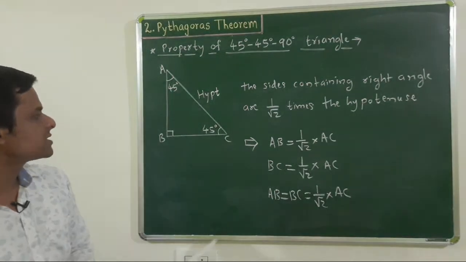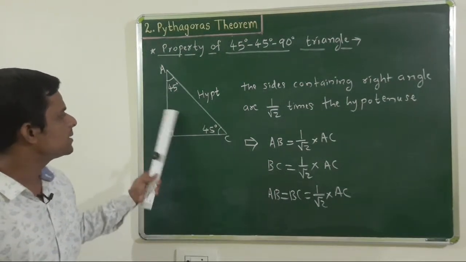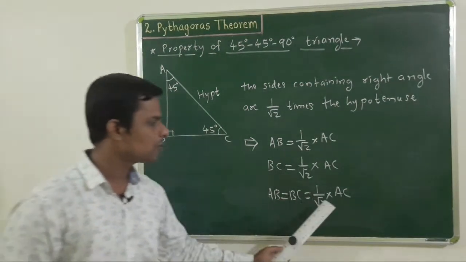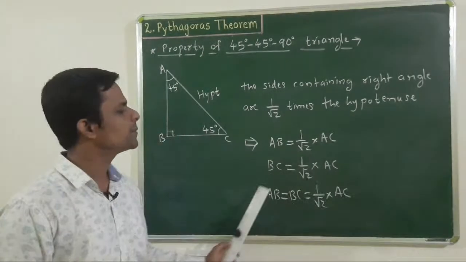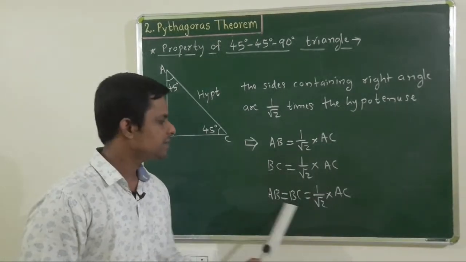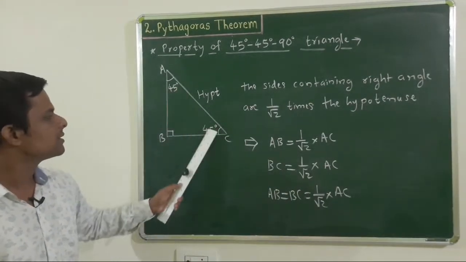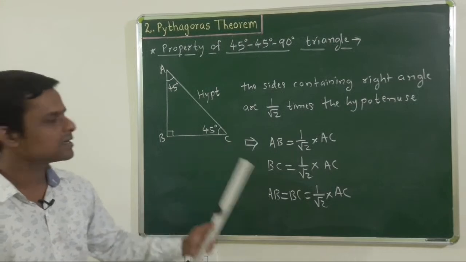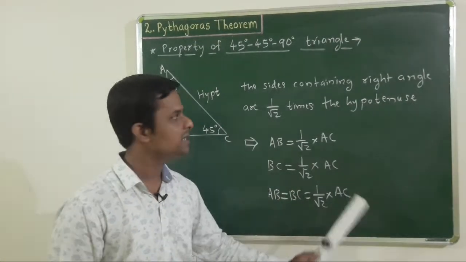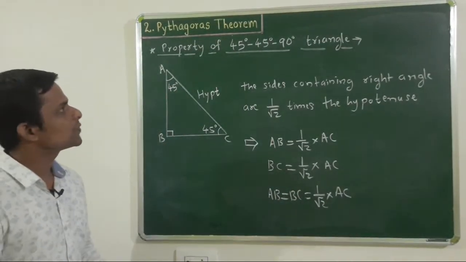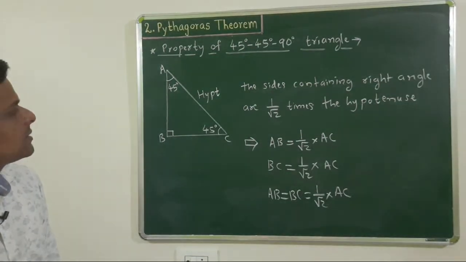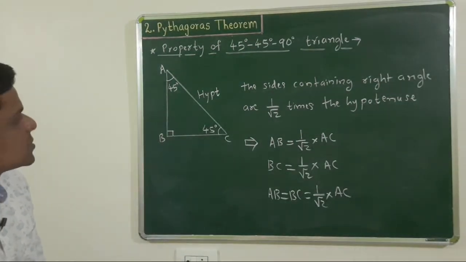It means the sides opposite to 45 degrees, that is AB and BC, are 1 upon root 2 times AC. This is a better way to keep it in your mind: the sides opposite to 45 degrees, both sides AB and BC, are 1 upon root 2 times AC. This is the 45, 45, 90 degree triangle theorem. We can solve examples also by using this.